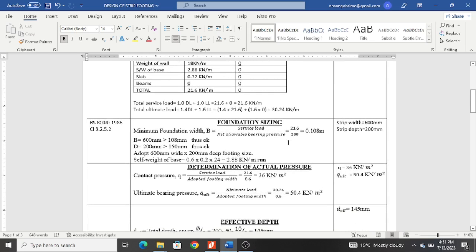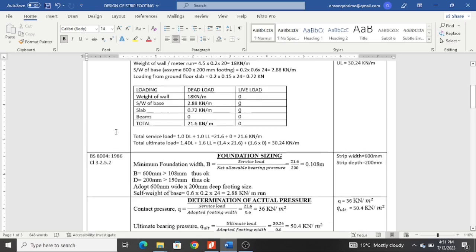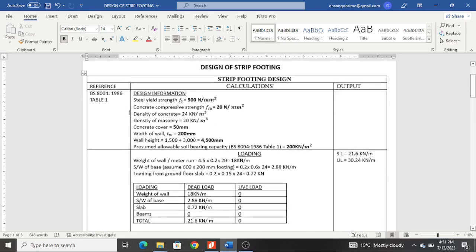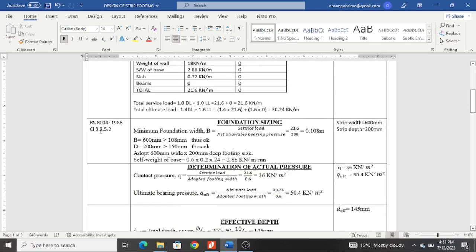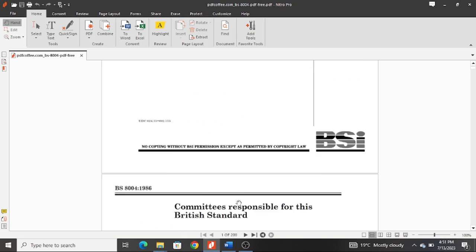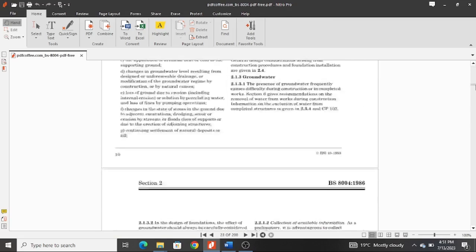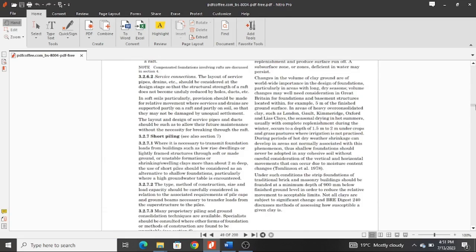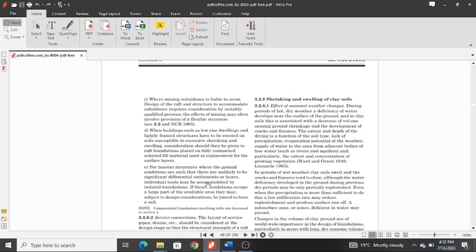Next is to size my foundation. And to be able to size my foundation, I considered the British Standard 8004 1986. It is just the same, the one we have looked at, clause 3.2.5.2. Let's see, clause 3.2. We are going very slowly because we want you to understand this.